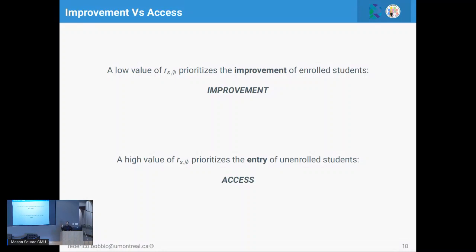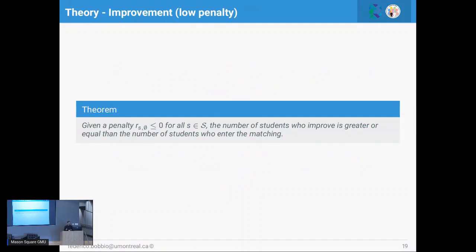So the question is, is this something that we can see only experimentally, or can we also draw some conclusions, some benchmarks, by looking at the structure of the problem? So luckily, the answer is yes. For a very low penalty, equal to zero or less, we have the guarantee that the number of students who will improve their own position will be greater than the number of students who enter the matching. So this is the case for the improvement. So we have a theoretical guarantee for the penalty in the improvement case.